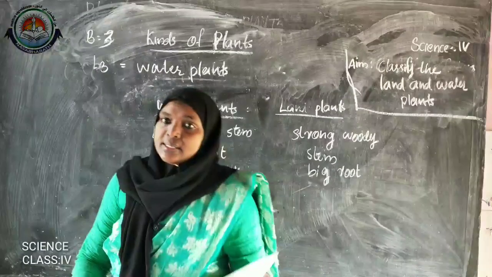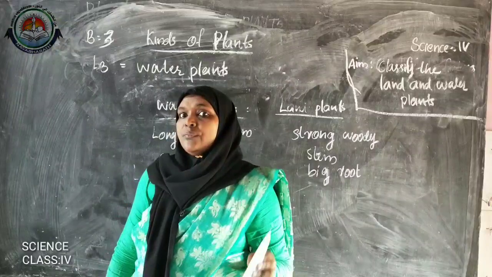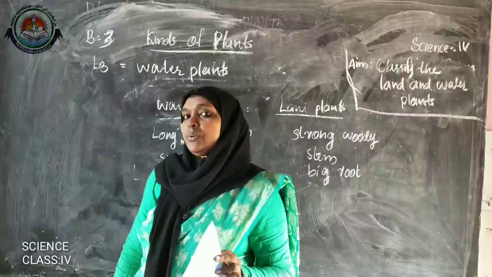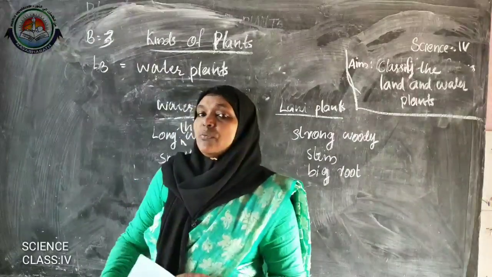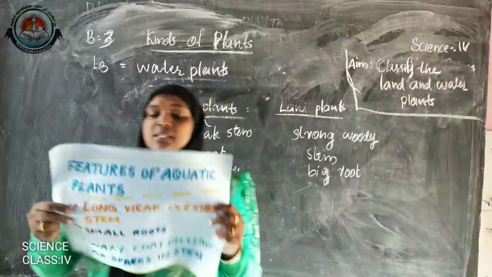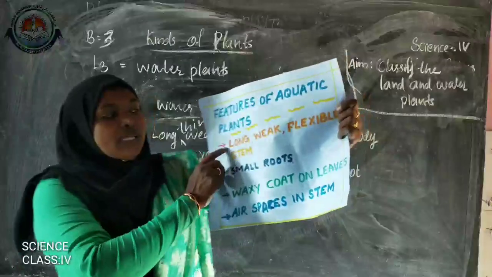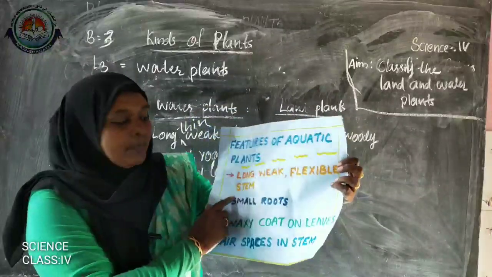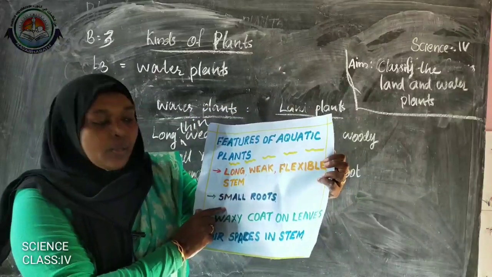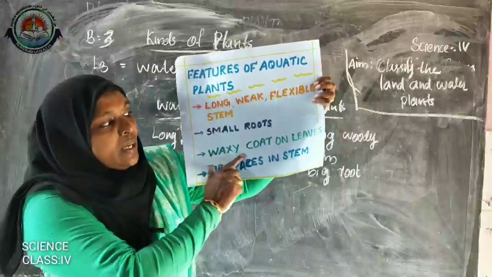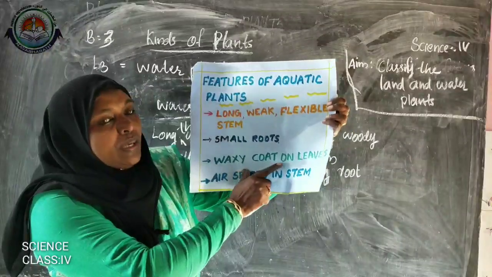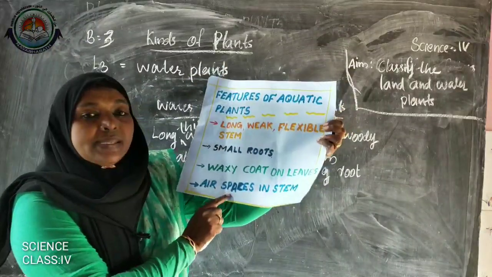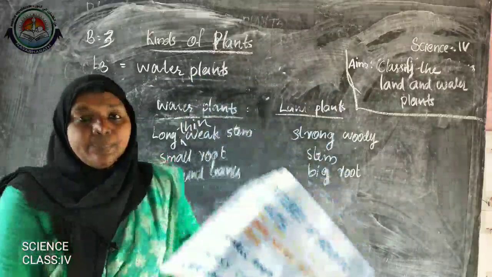Then we have to discuss now. What are the features of water plants? The first one is long, weak, flexible stem. Then small roots, waxy coat on leaves, air spaces in stem.